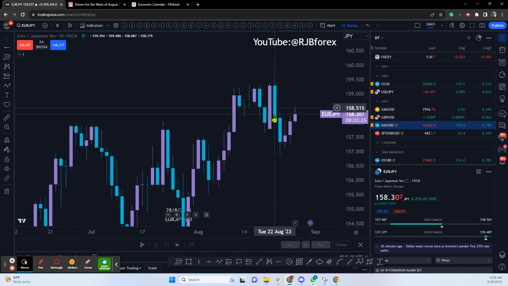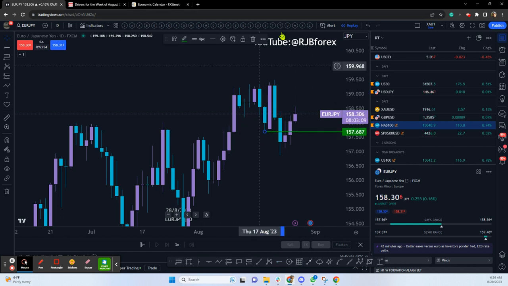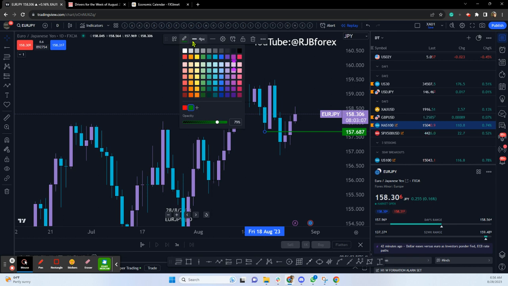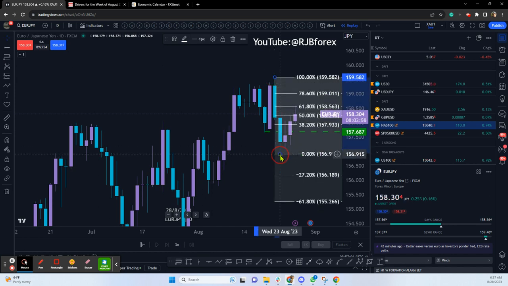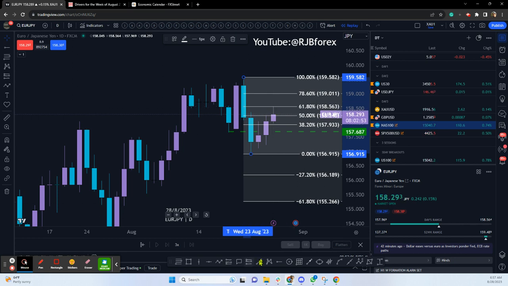So a break of structure here. This move Tuesday and Wednesday, and we've got the correction moving up. So Wednesday broke those lows. Break of structure. We've come back in on the displacement, which is to be expected. 61.8 mean reversion, Fibonacci retracement, potential resistance.